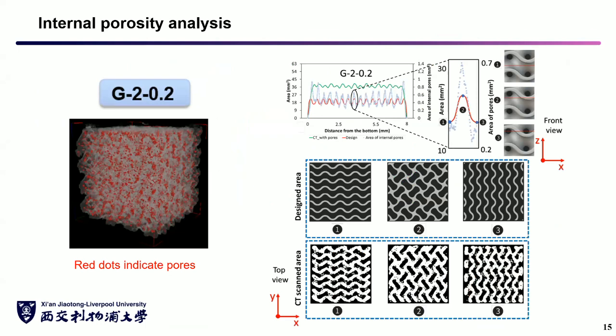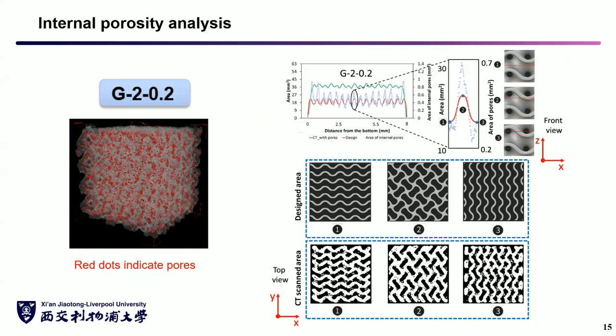So enough about the geometrical deviation. If we take a look at the internal porosity analysis, we can see that depending on the geometry of the lattices, different porosities were measured here. For example, for the smallest lattices, we can see that there are a lot of porosities. And as the image on the left shows, the red dots indicate the pores.